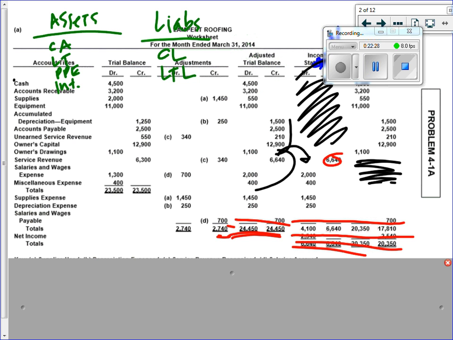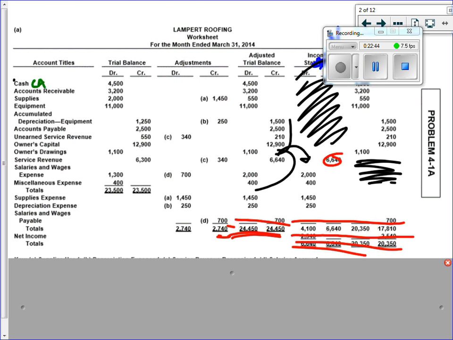So, cash. And I don't know where you want to write these. I'm just going to put them right here. CA. AR. Why? You want to get your money within the next year. Supplies. CA, you think we're going to use those up in a year? Probably. Okay. Equipment, PPE. Accumulated depreciation on the equipment, PPE.